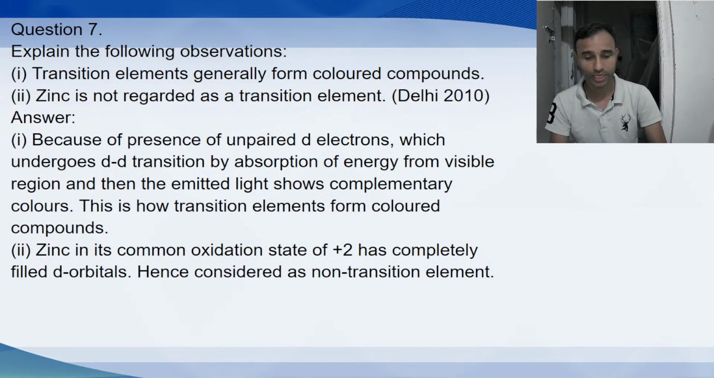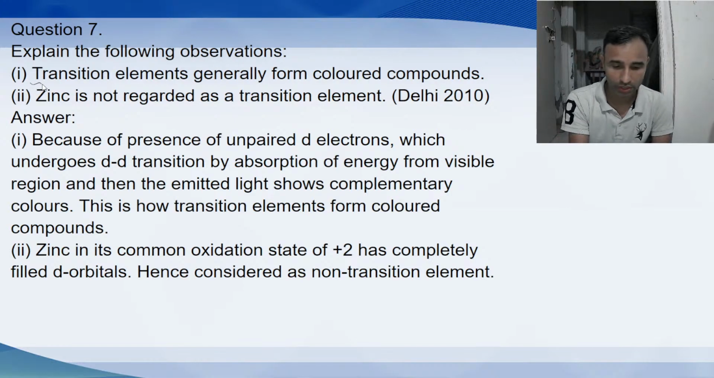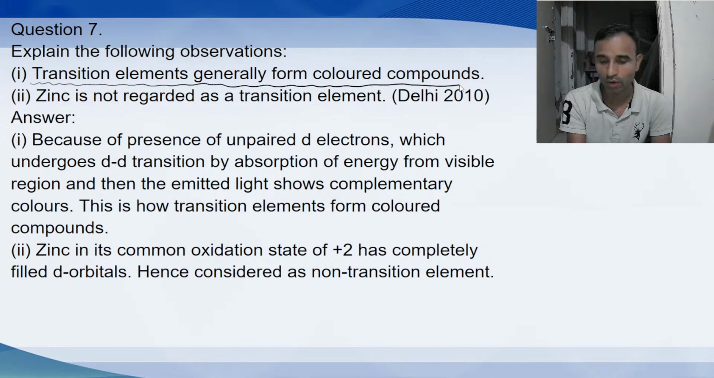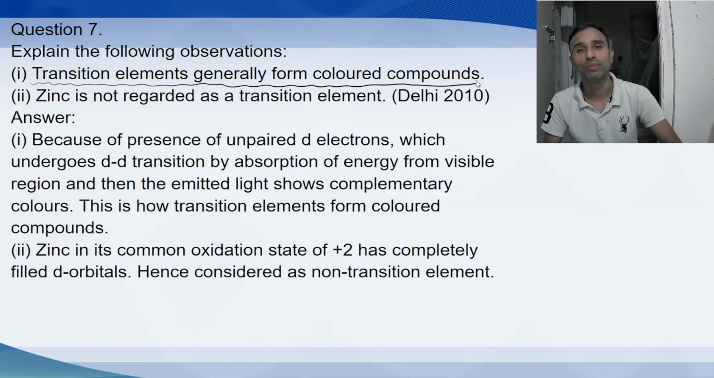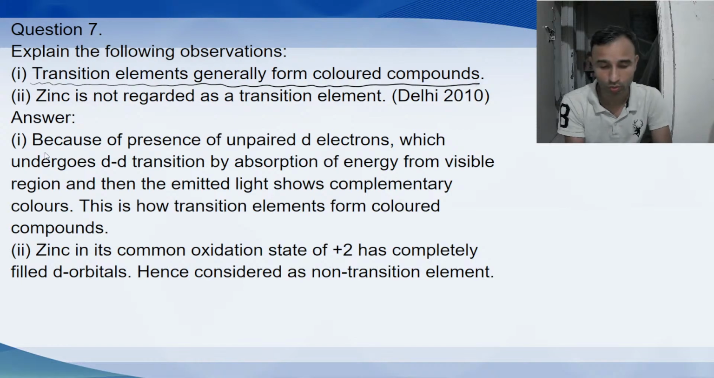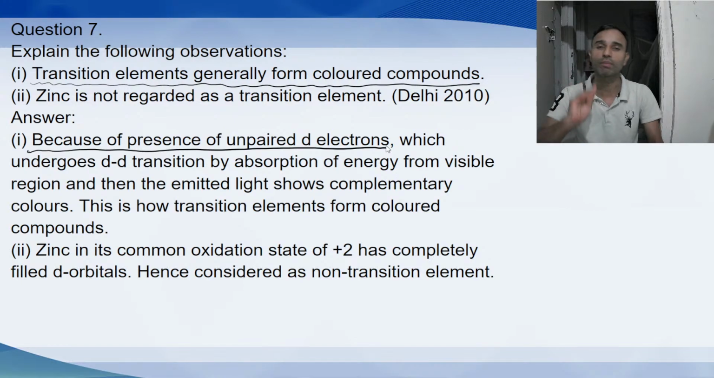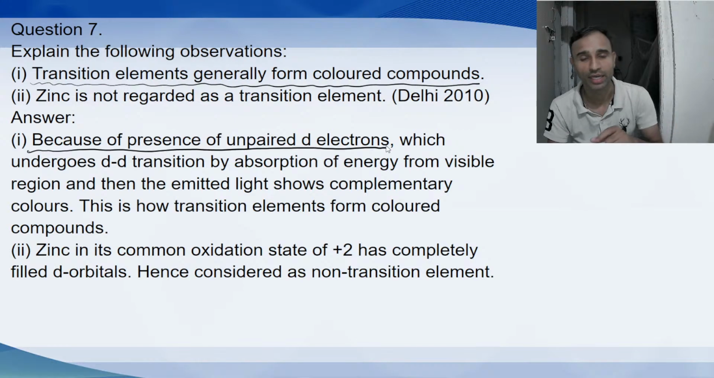Next question. Explain the following observations. Transition elements generally form colored compounds. So why do they form colored compounds? Because they have unpaired d electrons. Again, the presence of unpaired electrons. Same, due to the presence of unpaired electrons, they are paramagnetic in nature. Most of the transition elements and their compounds are paramagnetic, again due to the presence of unpaired d electrons.